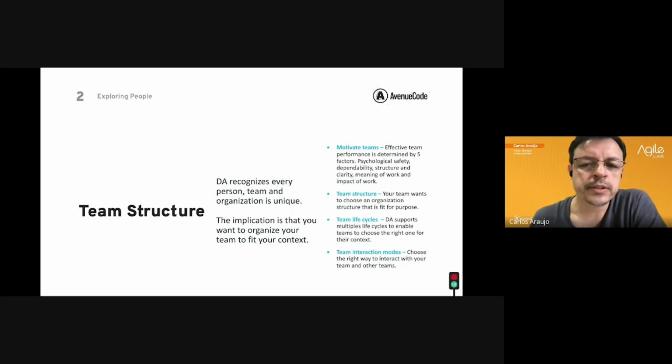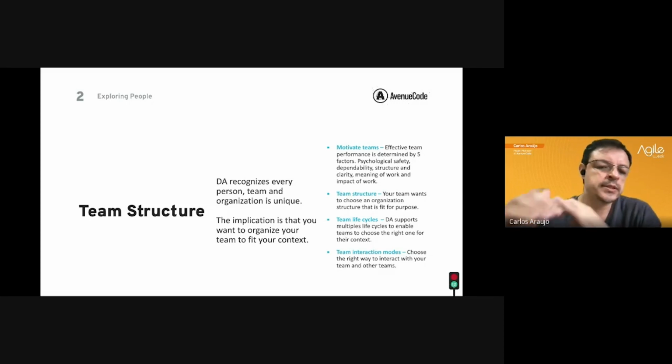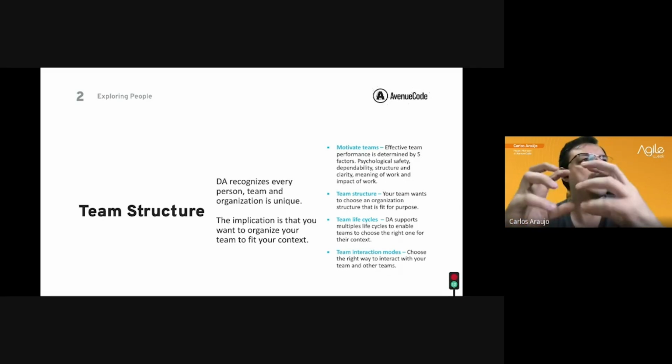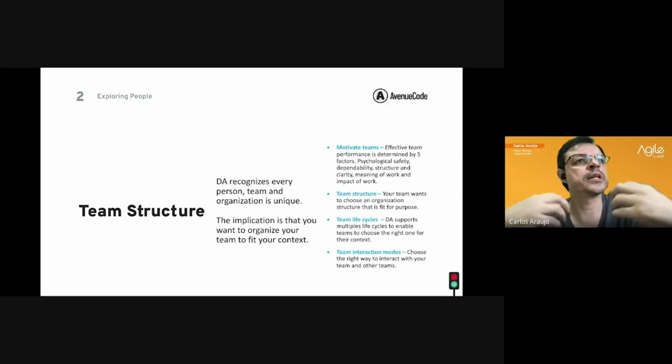When we talk about the team structure, DA recognizes every person, team, and organization is unique. The implication is that you want to organize your team to fit your context. How we manage the team to attend a context in our projects.